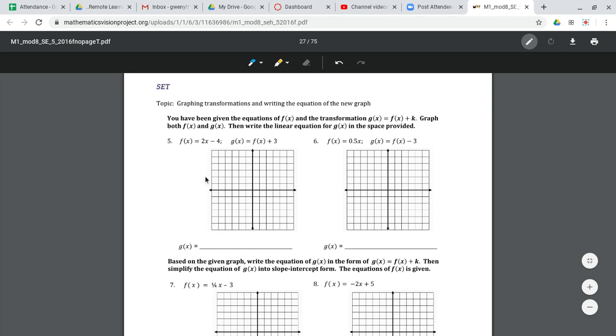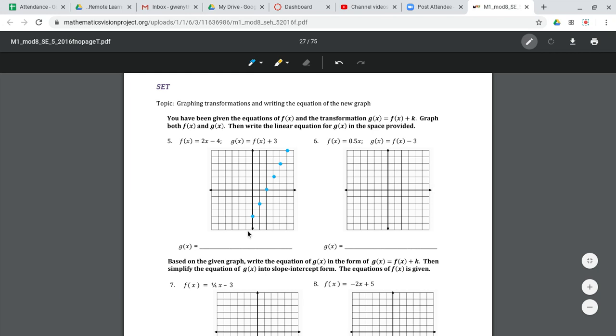Now, for number 5, so that's the first one we're going to look at together, it says that f of x equals 2x minus 4. So first thing we're going to do is start by graphing the f of x function. Our y-intercept is the negative 4. So we come to the y-axis, and we're going to go down 1, 2, 3, 4. And we make our point right there. So there's our y-intercept. Now, our slope is a positive 2x. So that means from our negative 4, we're going to go up 1, 2, and over 1, and make a point. And then go up 1, 2, over 1, make a point. And we're going to keep doing that till we get our whole line drawn out. Up 2, over 1.